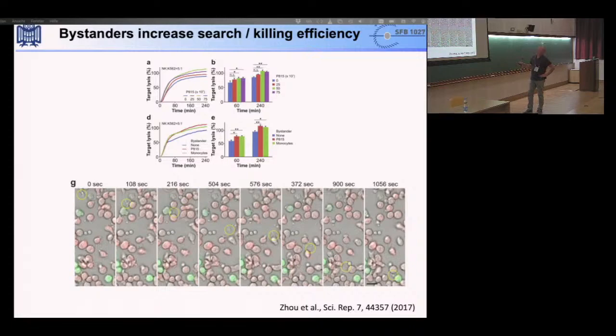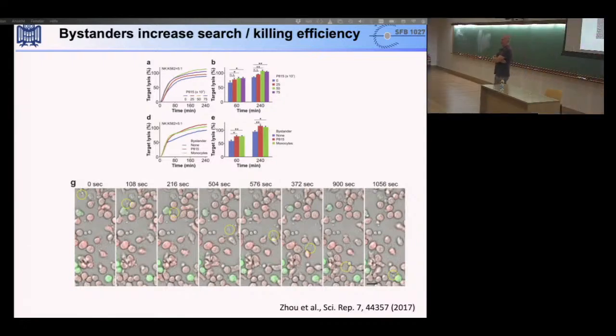And then here you see that as a function of time in minutes, it first increases and then saturates somewhere. But the surprising observation was essentially that including the bystanders increased the killing efficiency. So this is certainly, after what I have taught you this morning, something very unexpected.